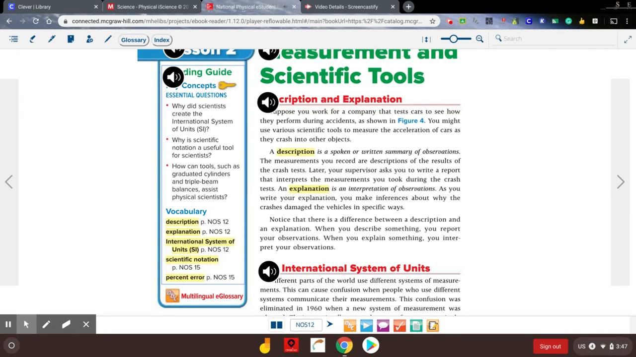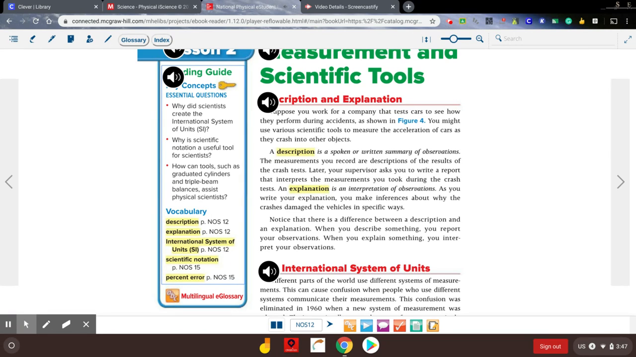Why did scientists create the International System of Units, SI? Why is scientific notation a useful tool for scientists? How can tools, such as graduated cylinders and triple beam balances, assist physical scientists?